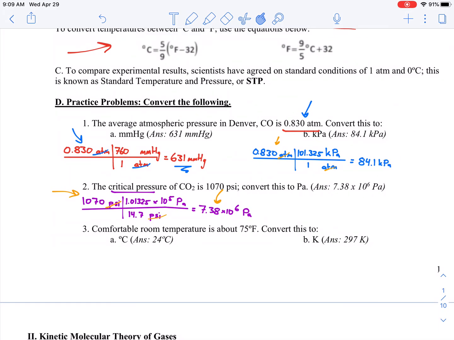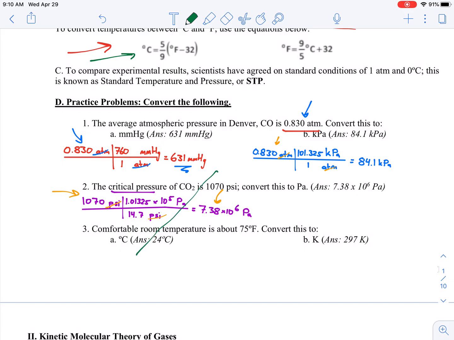We also need to be able to do that with temperature. So imagine that we have a temperature of about 75 degrees Fahrenheit. So that's like a comfortable temperature outside, right? What if we want to convert that to Celsius? Well, there's an equation that we've given you up here that allows you to convert between Celsius and Fahrenheit. It's 5/9 times your Fahrenheit temperature minus 32.